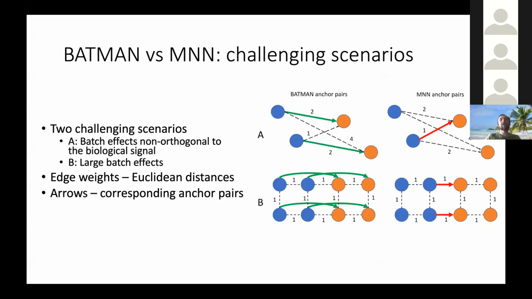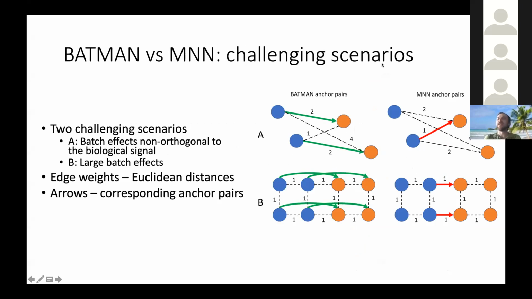Now, also, if we talk about the challenging scenarios that I mentioned when I was talking about the MNN paradigm, there are two challenging scenarios. One of them is when batch effects are non-orthogonal to the biological signal, and this is here. So basically, we have these vectors here, and they are not orthogonal to the biological signal. We can look at this angle here.